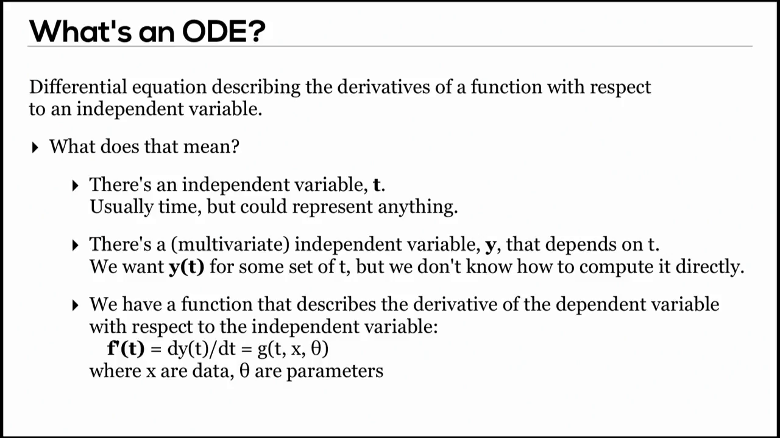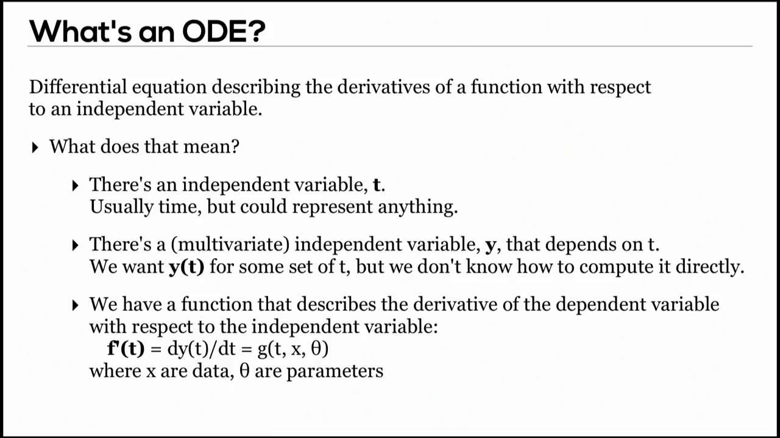There's some sort of independent variable, or sorry, a dependent variable y that depends on t. So that's what we're looking for. We want y of t for some set of t, but we don't know how to compute it directly. If we knew how to compute it directly, for example, if you knew an analytic form of the ODE solution, you should use that instead. But here, we don't know what that is.